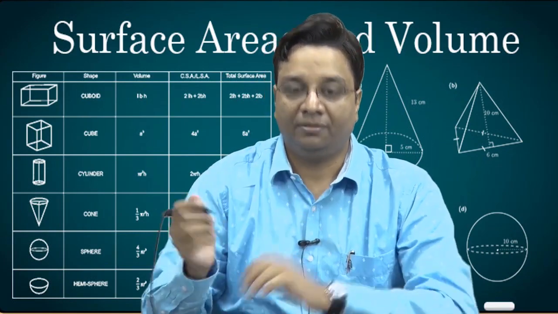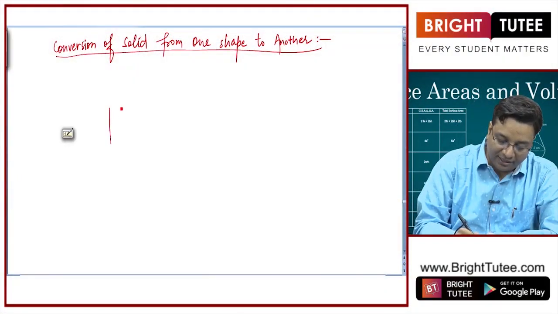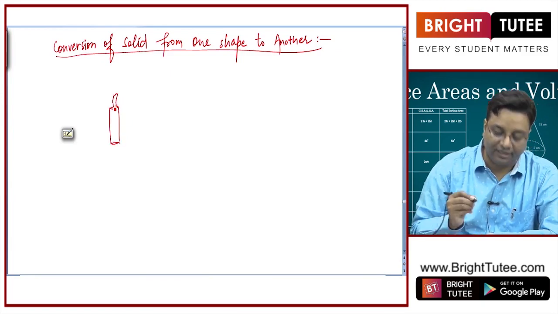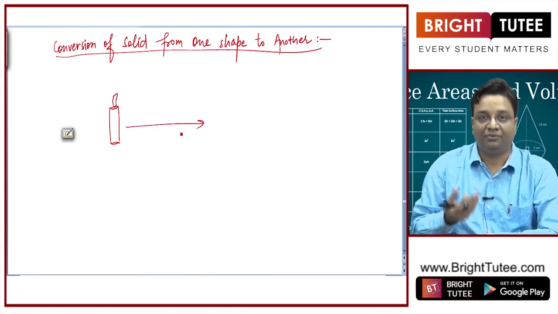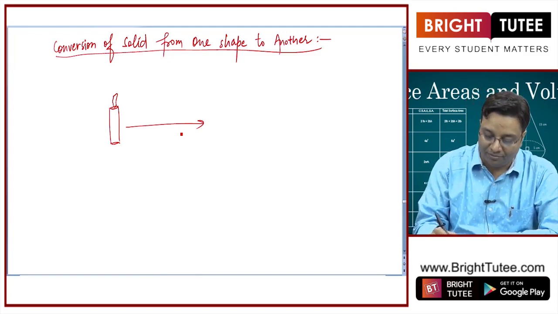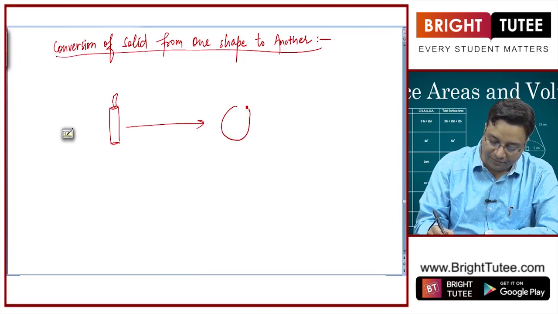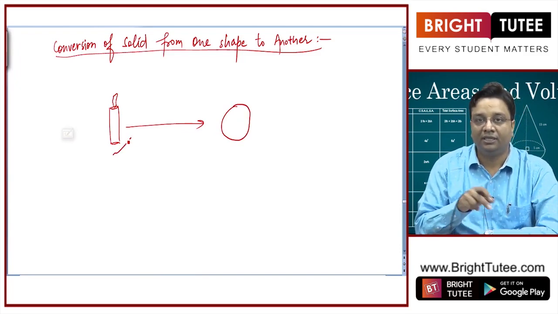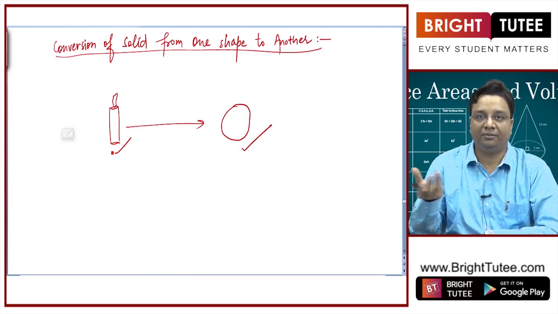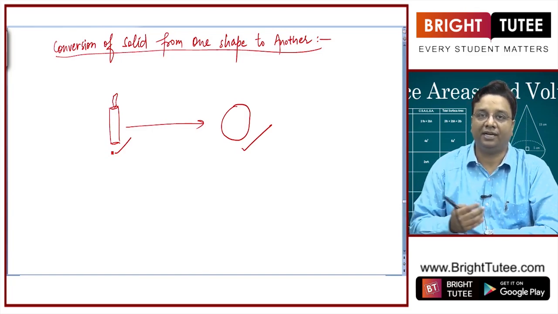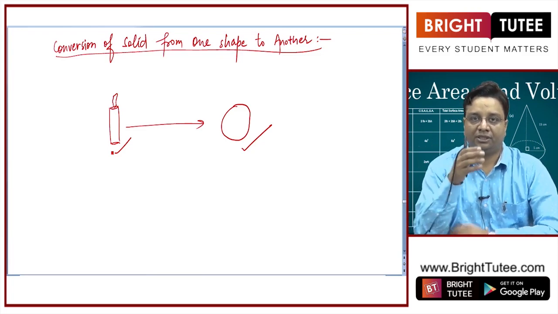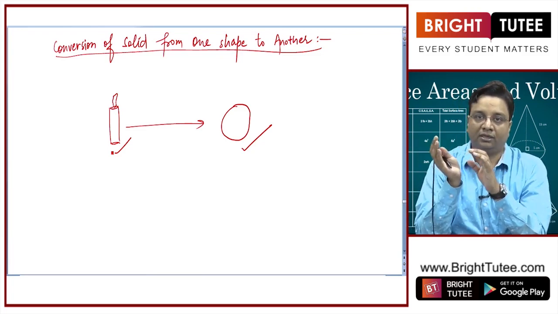remains constant. For example, let's say I have a candle with a cylindrical shape. If I melt this wax and convert it into a spherical shape, using the same amount of wax that is used in this cylindrical shape, even in this case the volume of the wax will remain constant. This is the case for wax, but it is true for every metal, for every substance, when you change the shape into another solid.